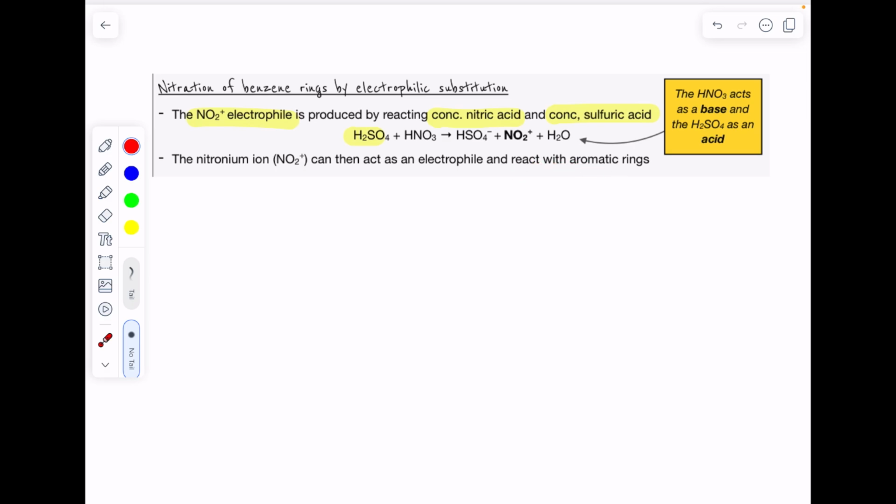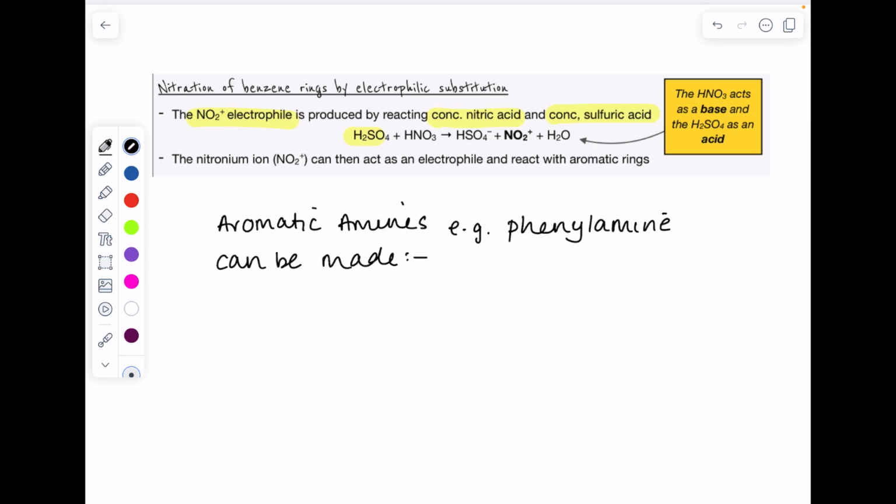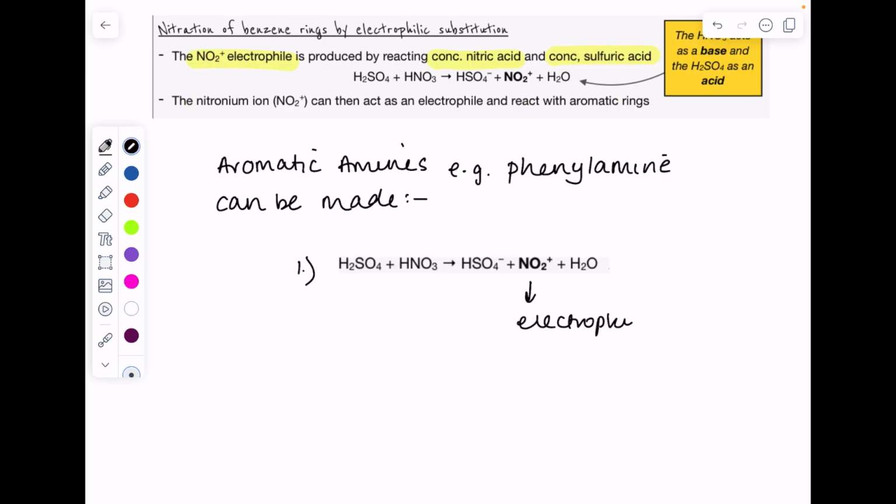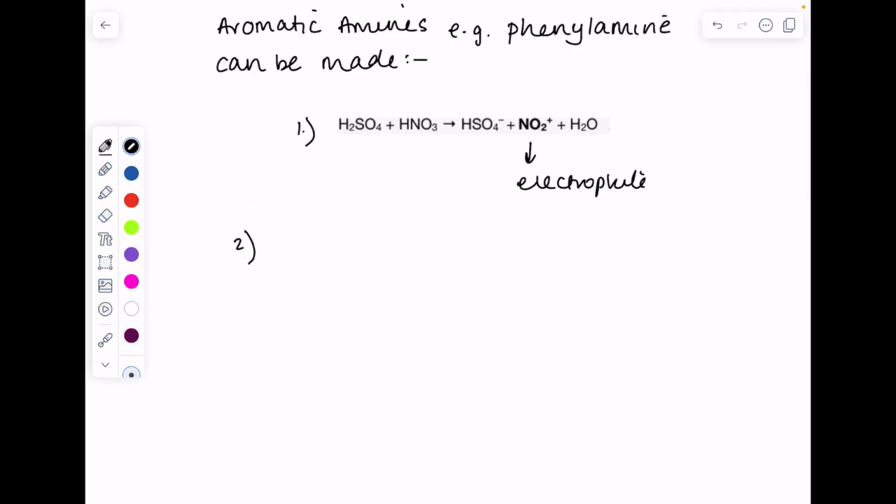We're now going to build on that by stating that we can build aromatic amines, so amines which contain a benzene ring, such as phenylamine, through the following 3-step process. So step 1 is reacting our concentrated sulfuric acid with our nitric acid in order to generate our NO2 plus electrophile. Step 2 is using that NO2 plus electrophile and making it react with benzene according to the following mechanism.